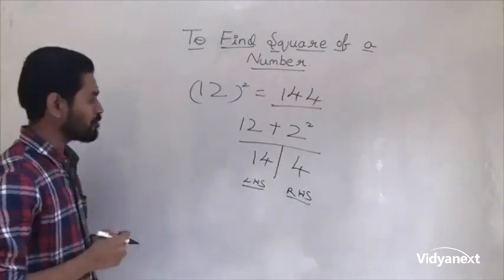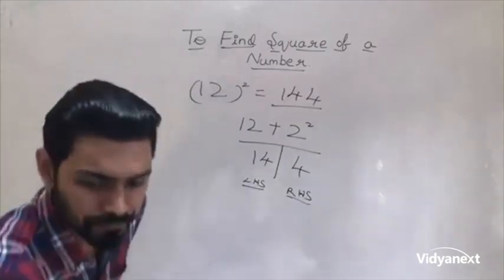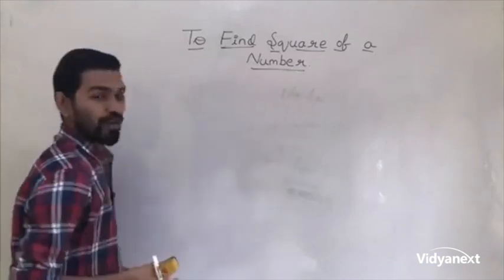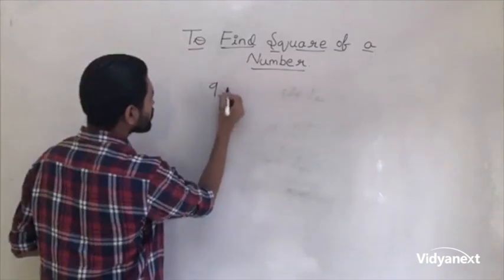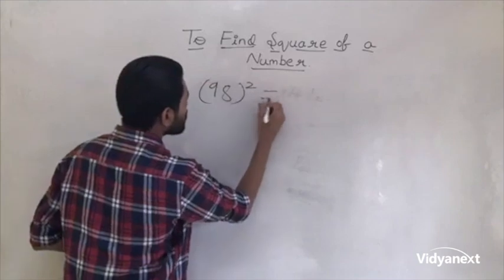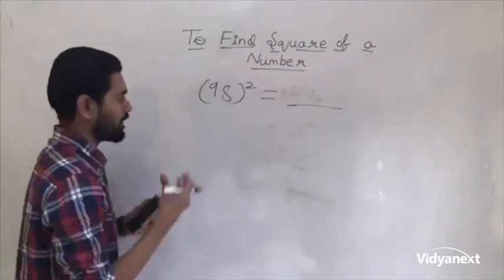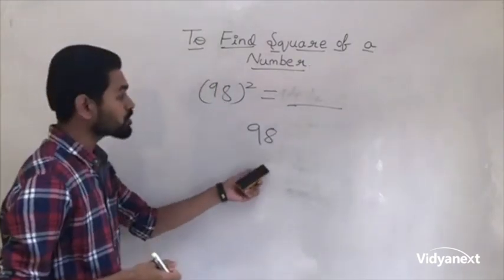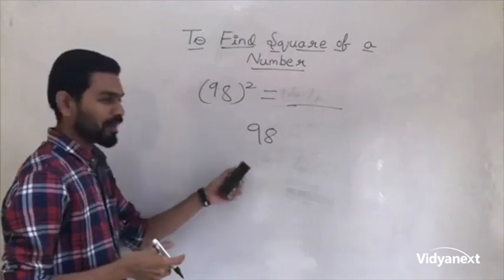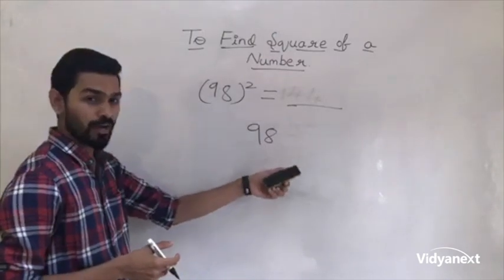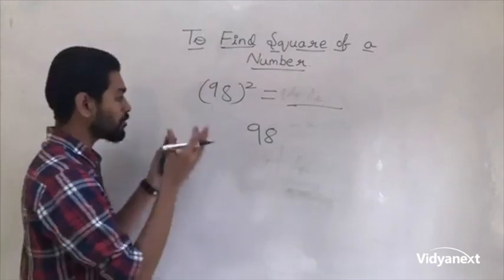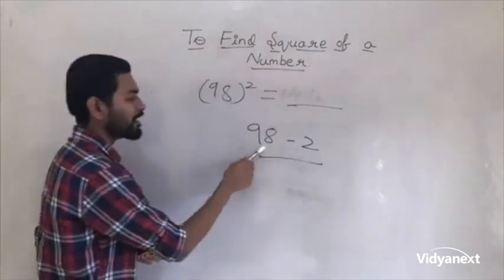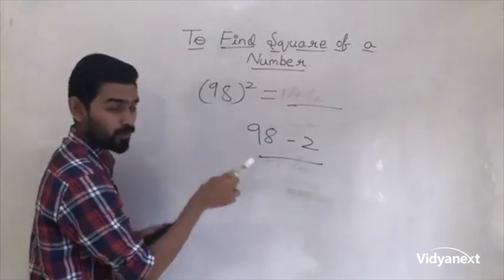Now let us take one more example which is closer to the base 100. So let's take 98 square. Let's try to find the square of 98. So write 98. Now 98 is closer to the base 100. By what number is there a difference between our base and the selected number? That is minus 2. So 98 is 2 less than our base, that is 100.